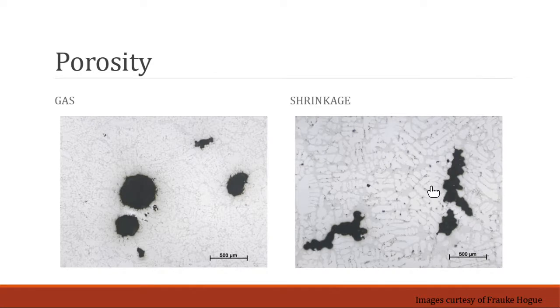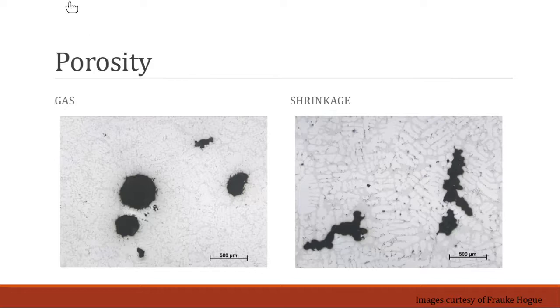the image on your left is gas porosity, and the image on your right shows an example of shrinkage. These are both images in an aluminum alloy. So how do I know how to distinguish the differences between each? The image on the left actually has the gas porosity, which is more spherical or circular. If you're looking at it on a two-dimensional plane, it would be circular in nature.